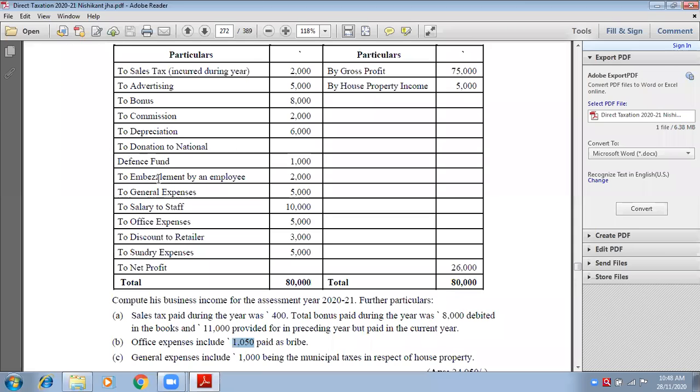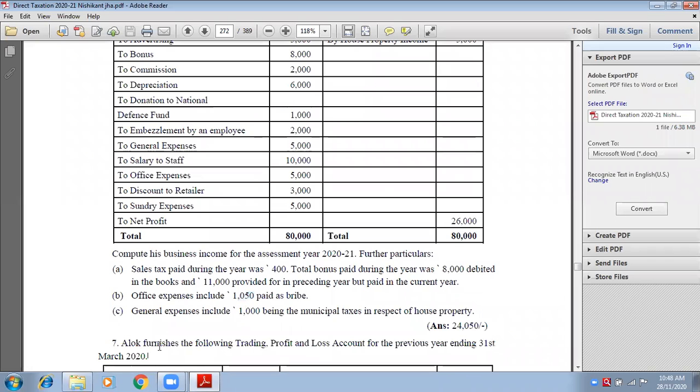Where are the office expenses? Here, this one. In 5,000 rupees, 1,050 rupees is not okay. So something which is not okay, take it out. Write down: add expenses disallowed. Office expenses include bribe, 1,050, inner column. This is to be disallowed. Next, general expenses. Here are my general expenses, 5,000 rupees.